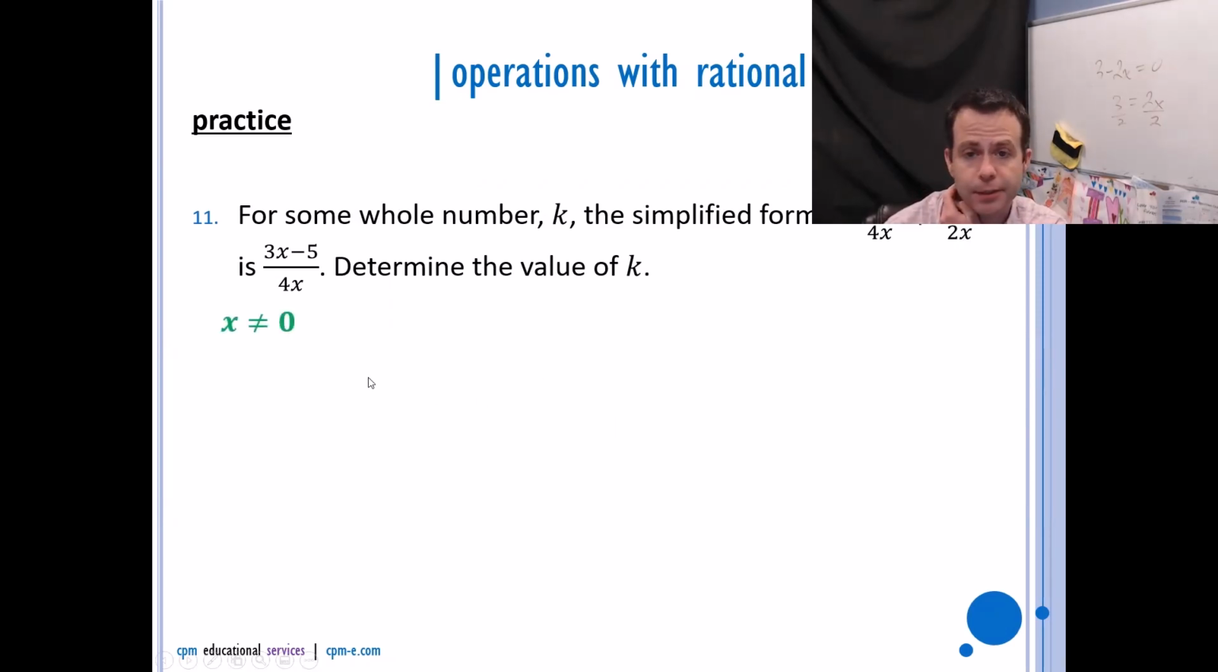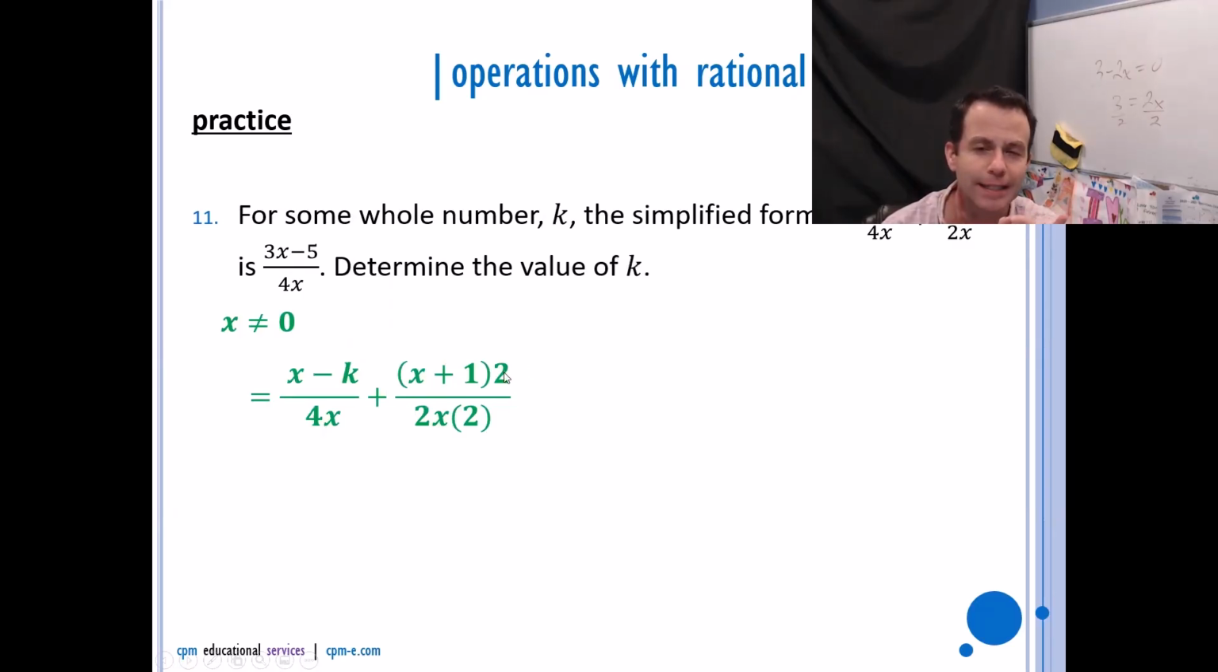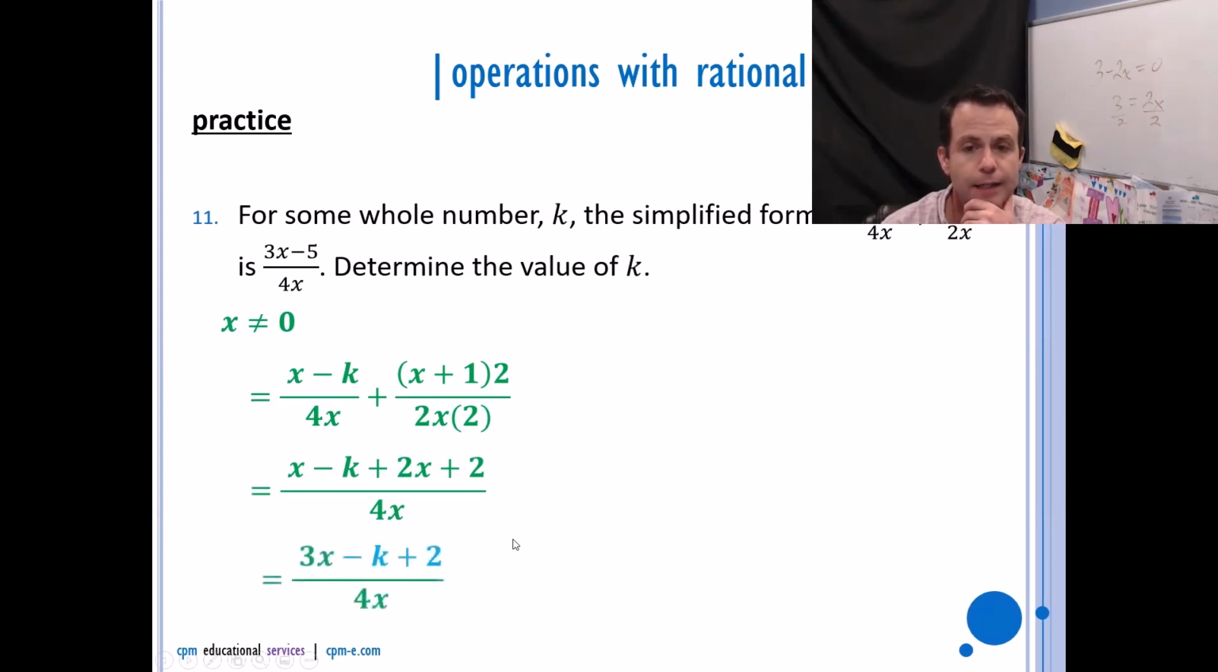I know that x can't be 0 because I have x on the bottom, so that's an NPV. And I know I need the 2 on the top and the bottom to get that common denominator of 4x. Now that 2 is going to get distributed to the x and to the 1. So that's going to end up being x minus k plus 2x plus 2. x plus 2x is 3x, so that now becomes 3x minus k and plus 2.